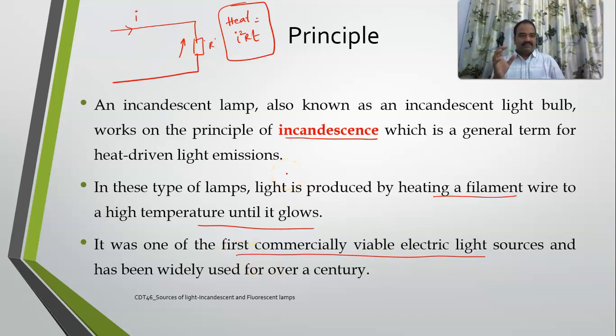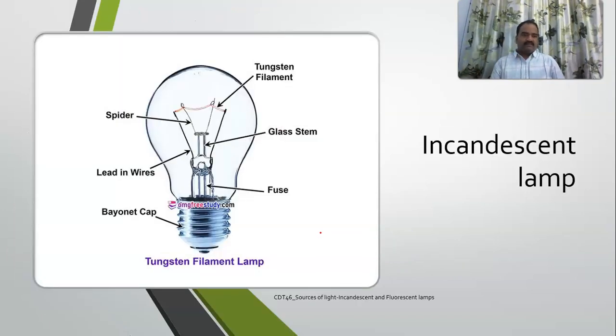I'll be asking in the examination, explain about the first commercially viable electric source. Then you should write about incandescent lamps, okay? So it was one of the first commercially viable electric light sources and has been widely used for over a century. Now it is being replaced by fluorescent, and now LED lamps are coming into the picture. But let's get back to the incandescent lamp.